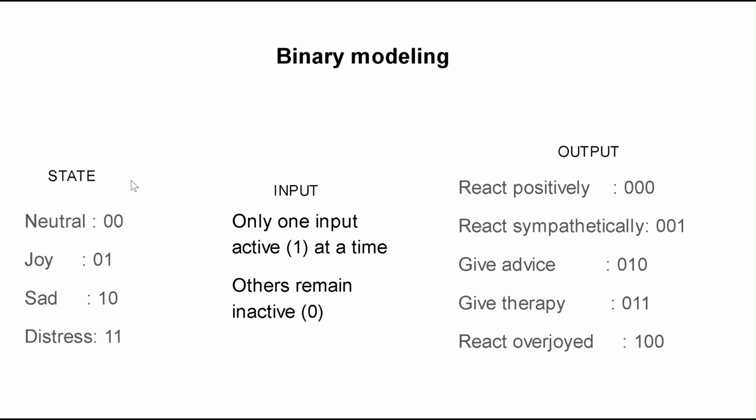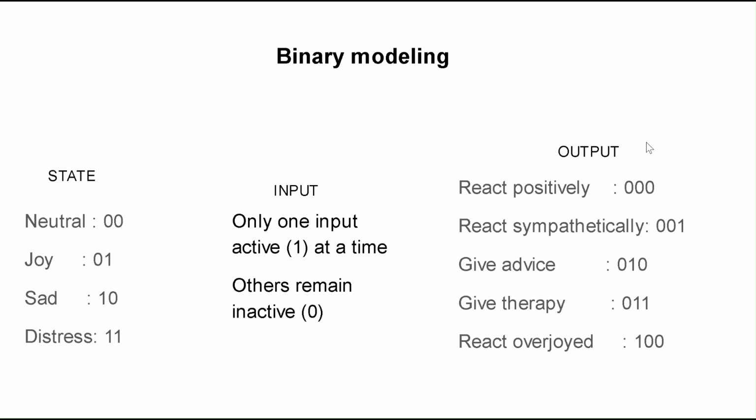So here is the state encoding. Because there are 4 states, it needs at least 2 bits to represent each state, by using the equation of log. So the neutral is 00, joy is 01, sad is 10, distress is 11. And for the input encoding, based on its state transition, only one input, positive, negative, negative trigger or positive trigger, turns on. So it is the one-hot encoding.